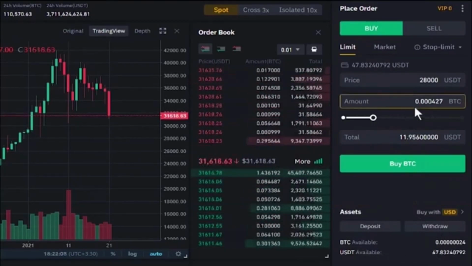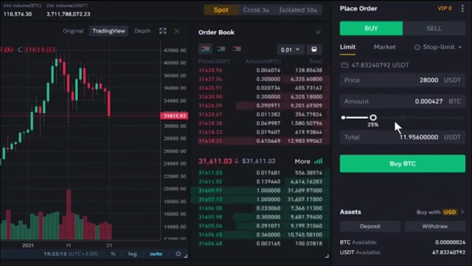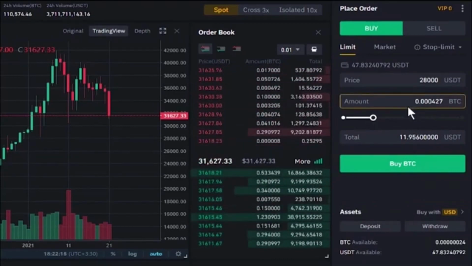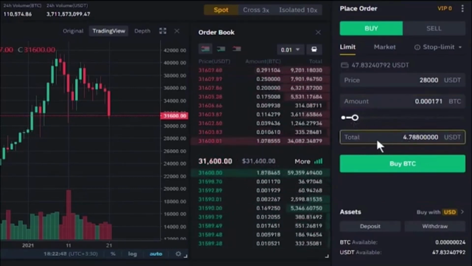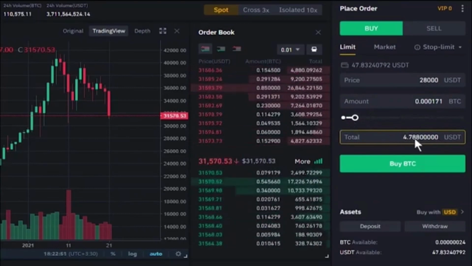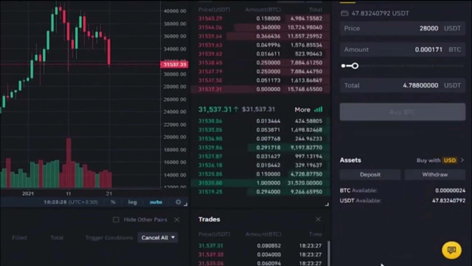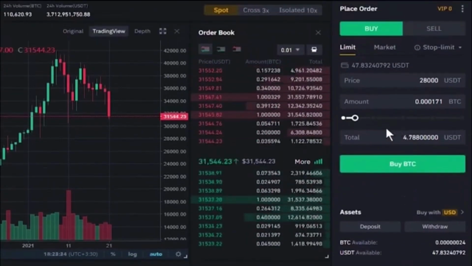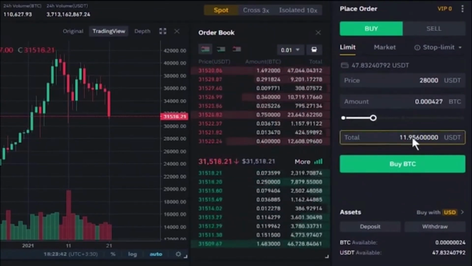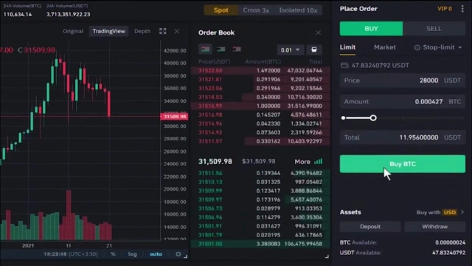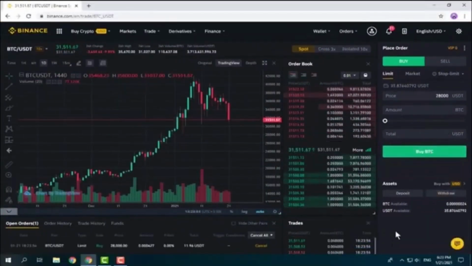And one thing I forgot to say in market order is that the minimum amount of order that you can place in Binance is 10 Tether. For example, if I make my order less than $10, as you can see here, and I click on buy BTC, the order fails and it says total value must be at least 10. By making it 25% again, which makes the total amount above 10, and clicking buy BTC, the order is successfully placed.